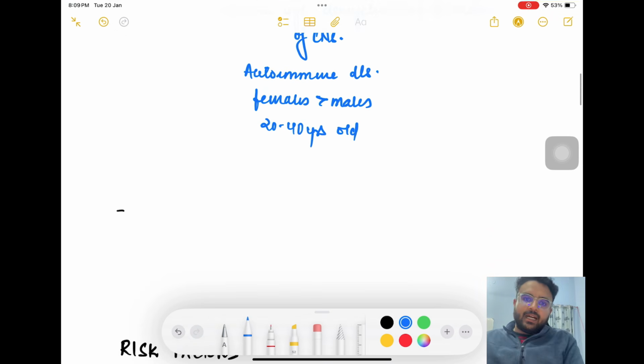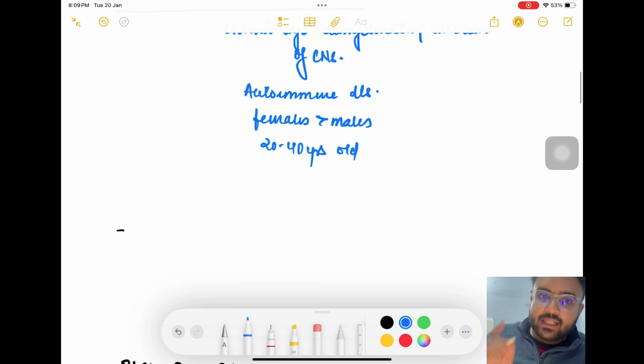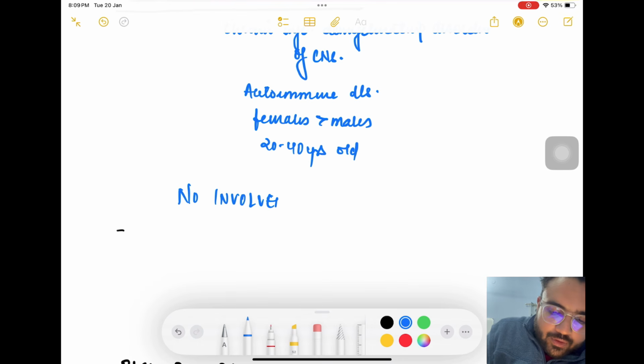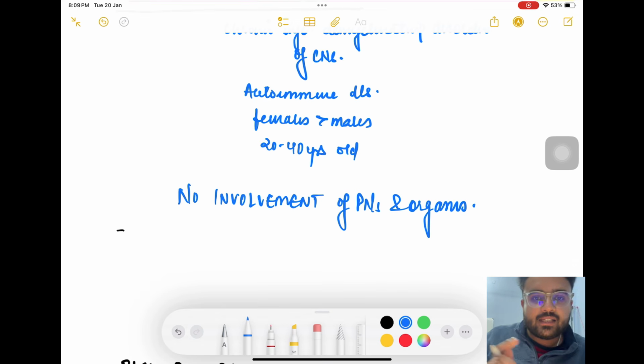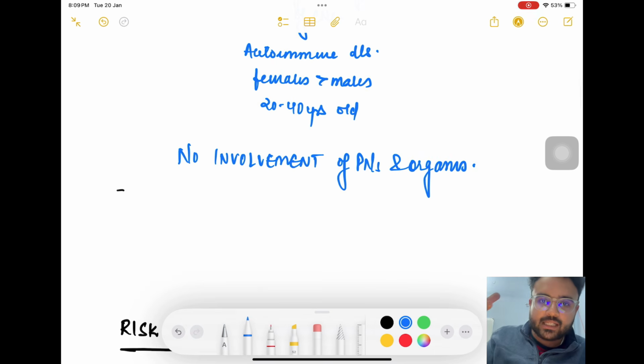Important: it does not involve peripheral nerves and organs. There is no involvement of peripheral nerves and organs. It is associated with demyelination of the cortex, subcortex, brainstem, and spinal cord only.